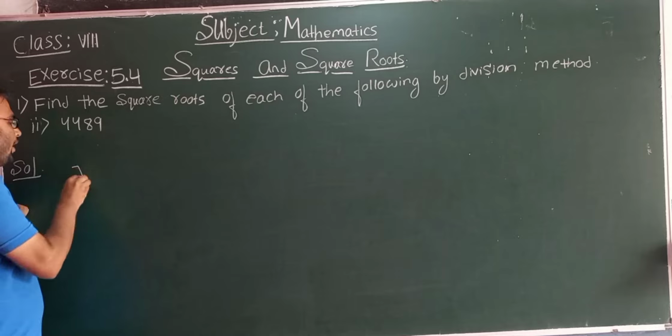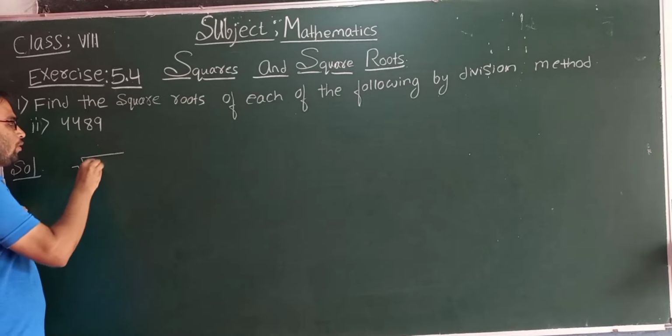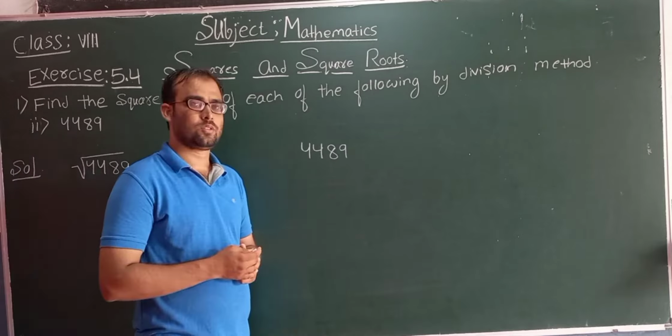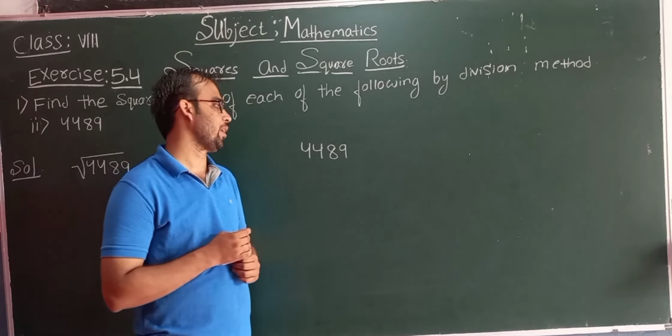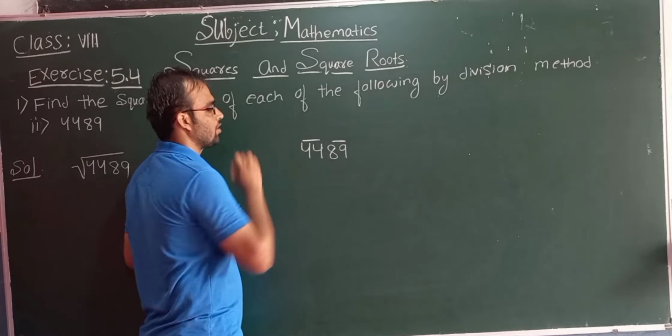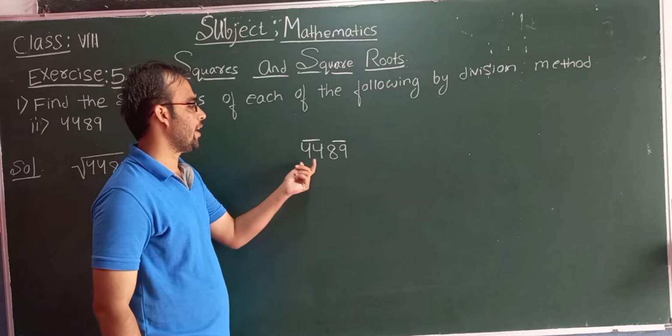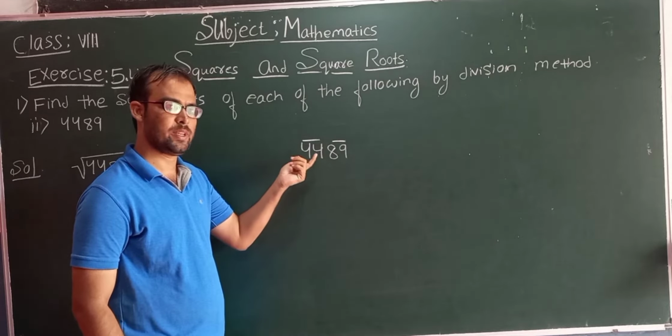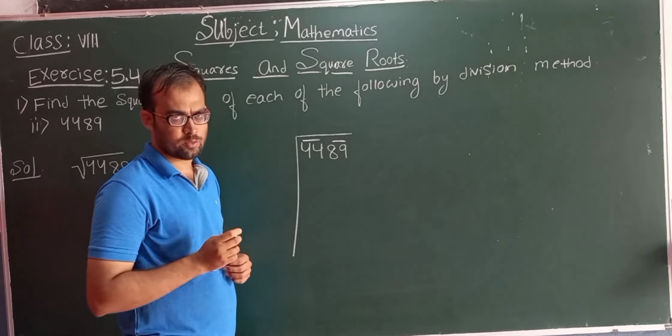Now what we need to do? We need to find the square root of 4489 using the division method. Students, here we have written the number. Now what is the first step? Start pairing numbers from the last digit. So this is one pair and this is one pair. Now you need to consider this part, that is 44. So this will be the dividend.